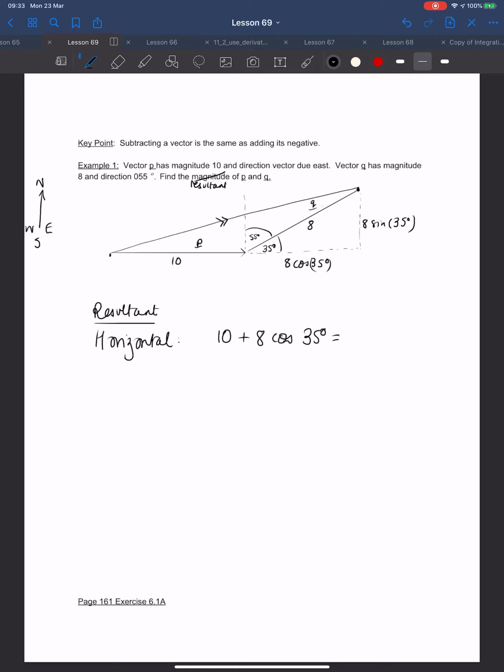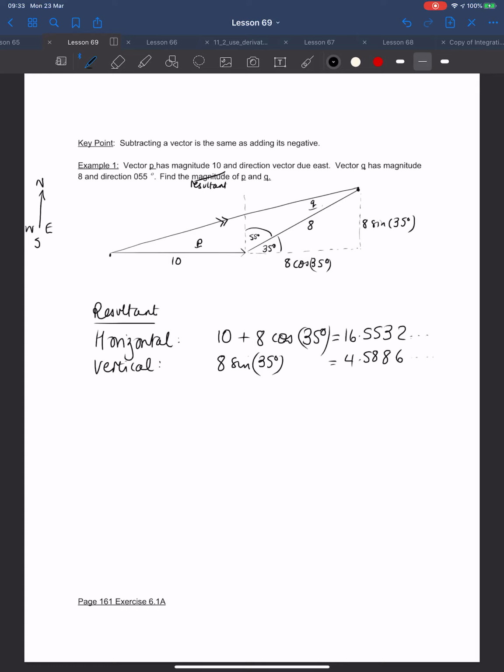My calculator's set into degrees. The book's done it a different way, so I'll do it this way and then show you that the book's got the same answer. Calculator set to degrees: 10 plus 8 times cos 35 degrees is 16.5532, and then the vertical is 8 sine, open brackets 35, and that is 4.5886. These are to 4 decimal places.